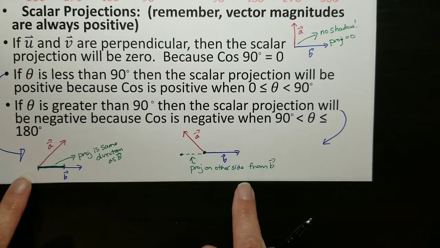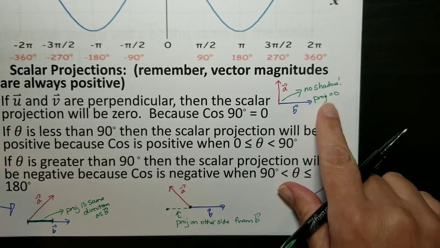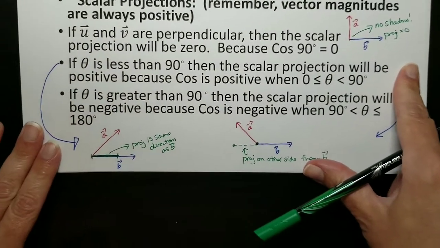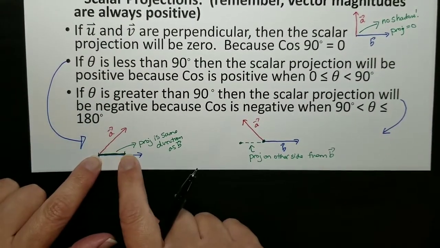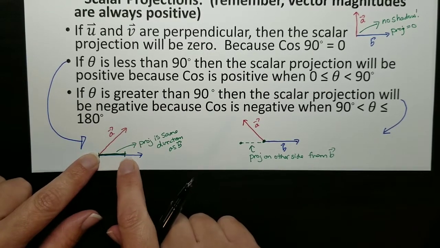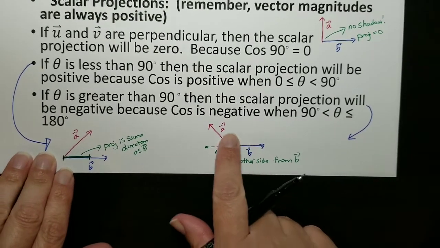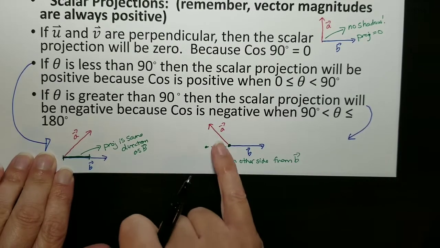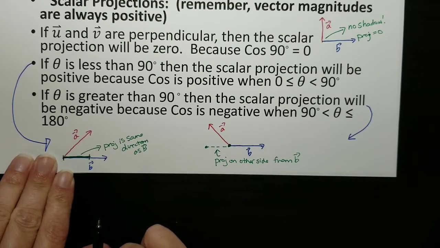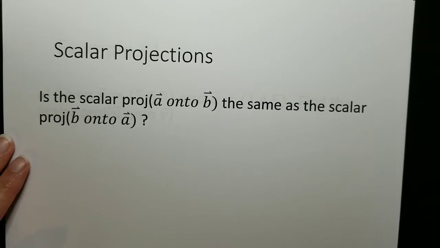So those are our three cases. If it's 90, your projection is going to be 0 because there's no shadow. There's no help coming from A along the direction of B. If the angle is less than 90, then A is going somewhere in a similar direction to B, so the projection is going to be in a positive direction. If the angle's bigger than 90 and it's an obtuse angle, then A is going not at all the same direction and the projection is negative.